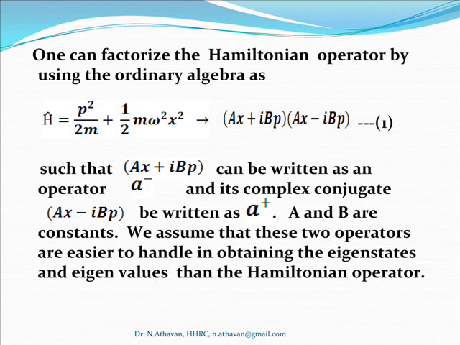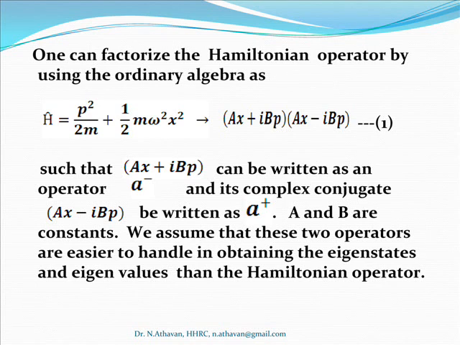Let me assume that the viewers are familiar with the Hamiltonian of the harmonic oscillator problem. So I directly write the Hamiltonian as p square by 2m plus half m omega square x square, where p square by 2m is the kinetic energy and half m omega square x square is the potential energy.